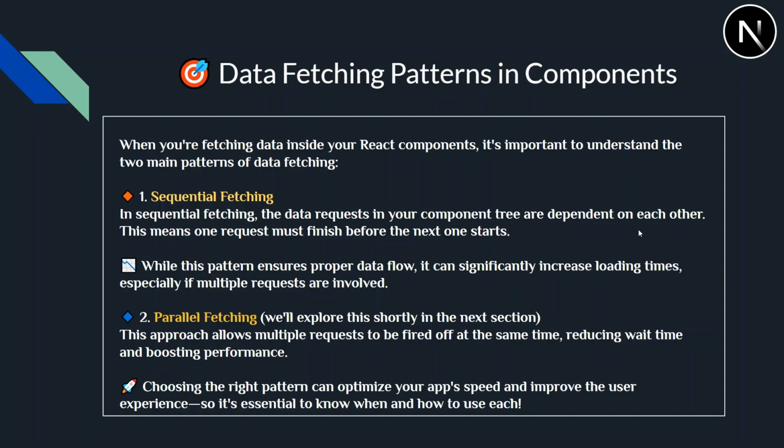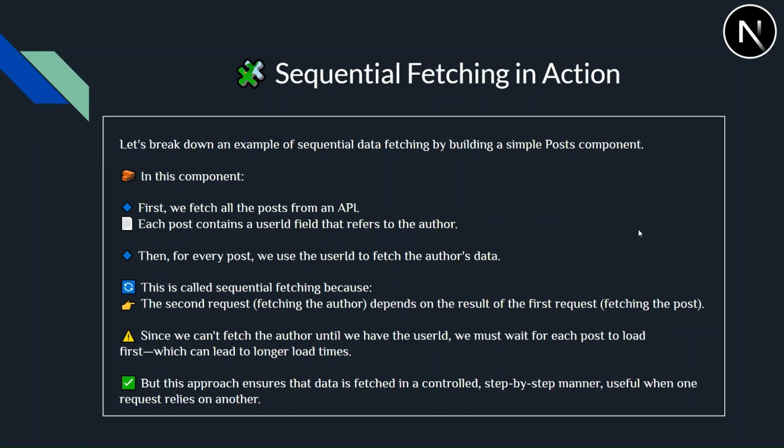I just give a small introduction of what is parallel fetching in NextJS. Parallel fetching is an approach that allows multiple requests to be fired off at the same time, reducing wait time and boosting performance. Choosing the right pattern can optimize your app speed and improve the user experience. So, it's essential to know when and how to use each. Now, as we already discussed, in this video we are working on sequential fetching in action.